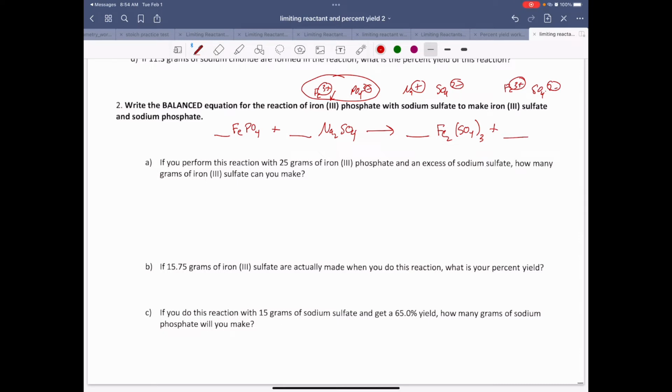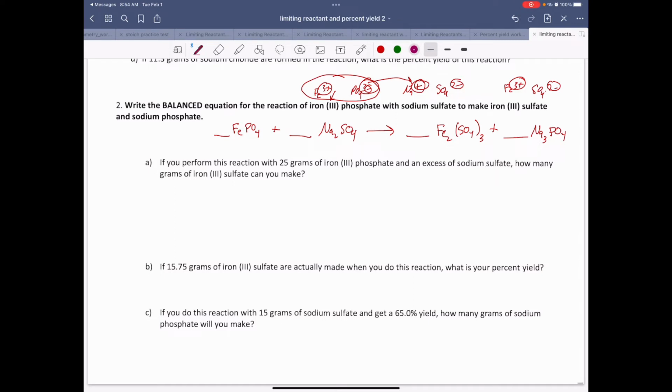And sodium phosphate. So sodium, we're going to need 3 sodiums to balance out a single phosphate, right, to get this and this to balance out. Okay, that takes care of the formula, but we got to still balance it.